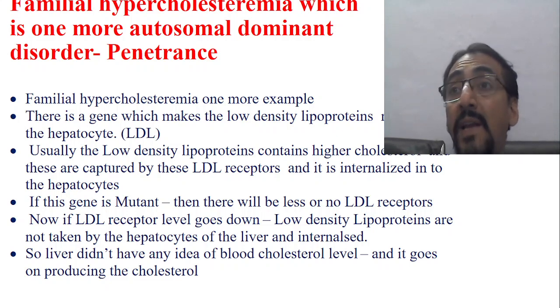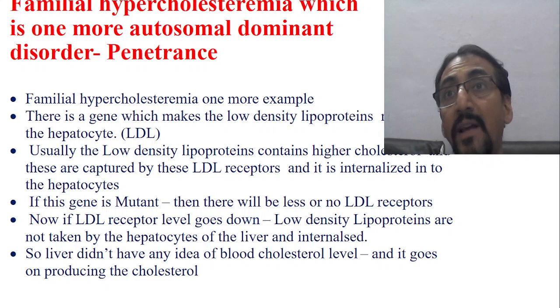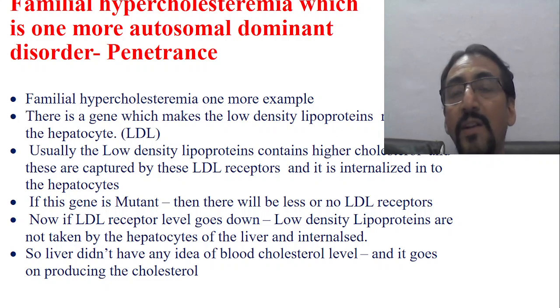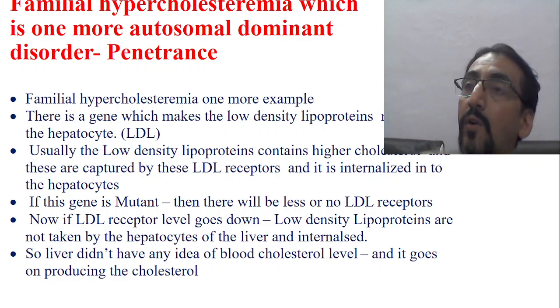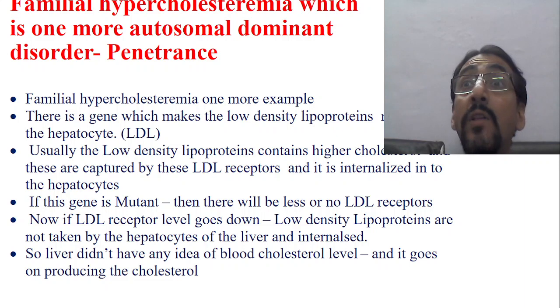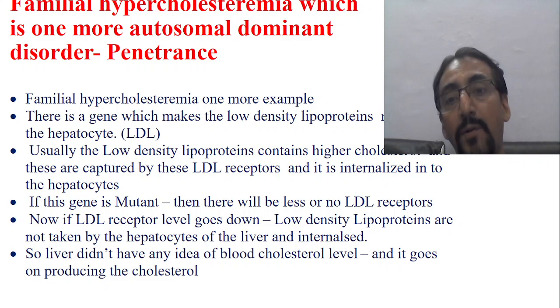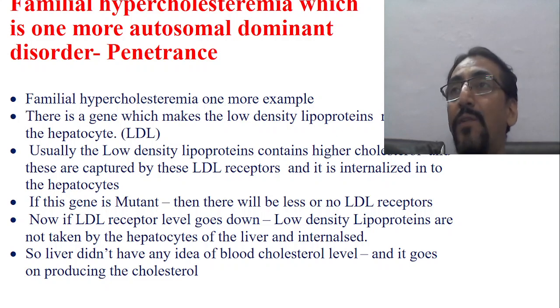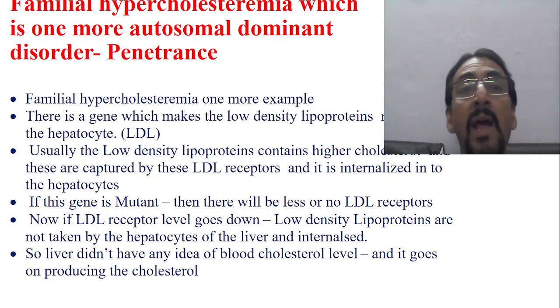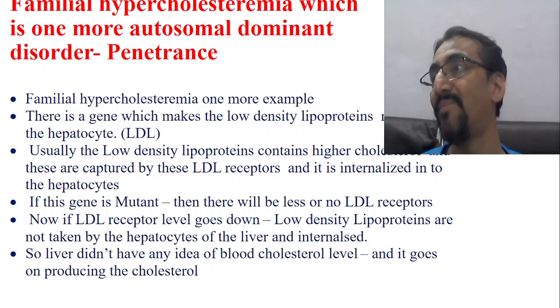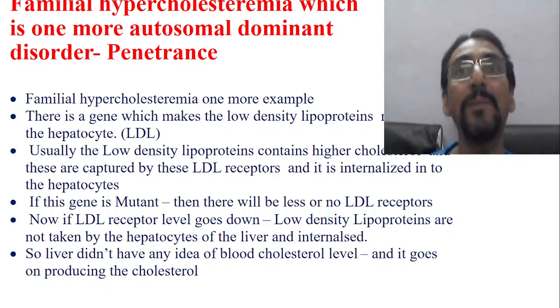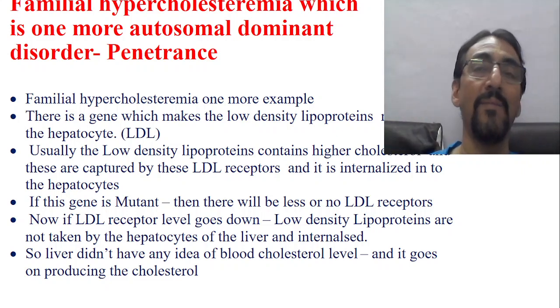Now already in the blood there is more LDL, low density lipoproteins, and the liver wrongly assesses that there is no cholesterol in the blood. Again the liver starts producing more and more cholesterol. No, totally blood is full of cholesterol, and that person will have a high amount of cholesterol which starts to deposit in different parts of the body, and that leads to familial hypercholesterolemia.